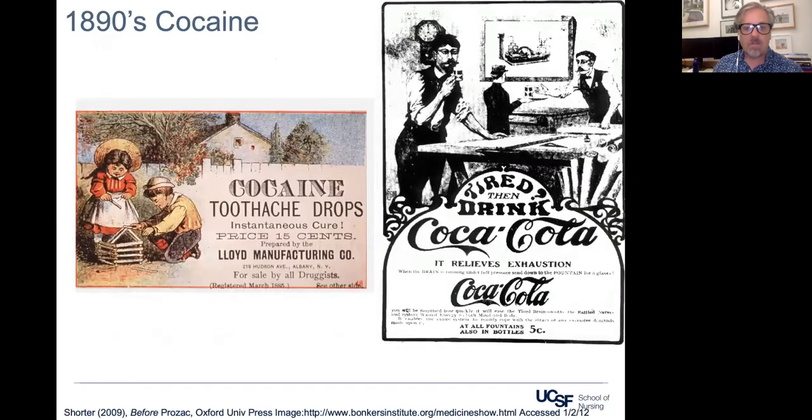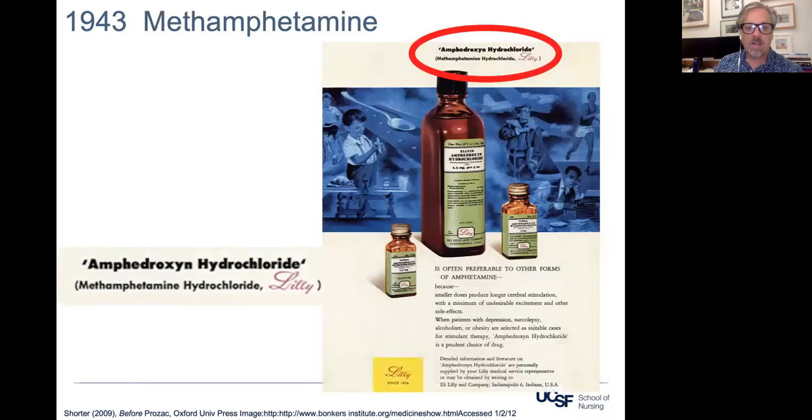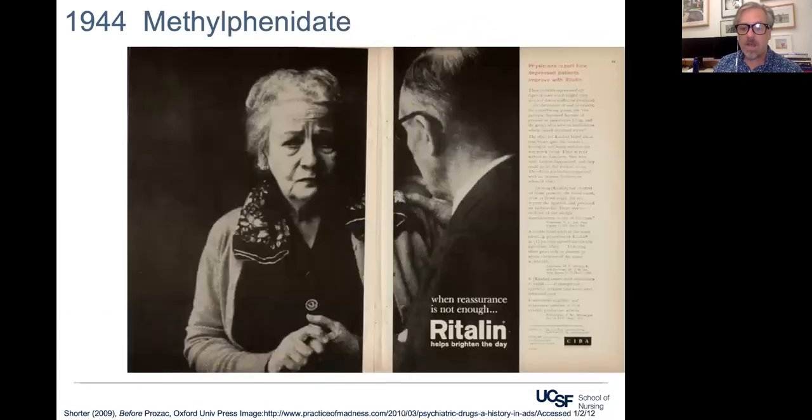Now, what about stimulants? Stimulants have an interesting and storied history in psychiatry. You can see here at the end of the 19th century, Coca-Cola, which had cocaine in it, would relieve exhaustion, not surprising. Benzedrine, which is an amphetamine sulfate, was touted as being effective in combating simple depression in the early 1940s. Then a little later in that decade, methamphetamine was a pharmaceutical drug, which was also used for similar purposes. After that, Ritalin or methylphenidate was also touted as a relieving agent for depression.